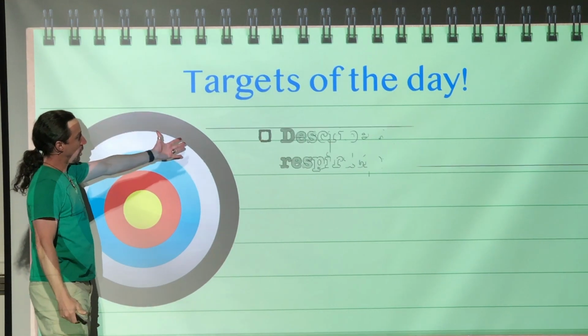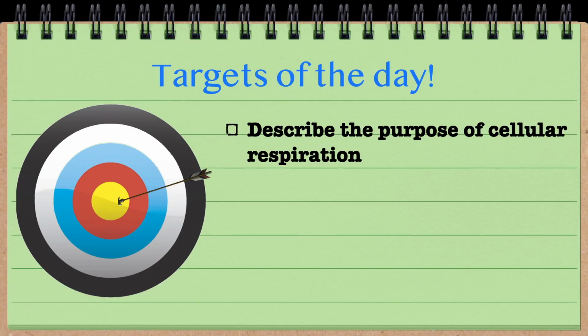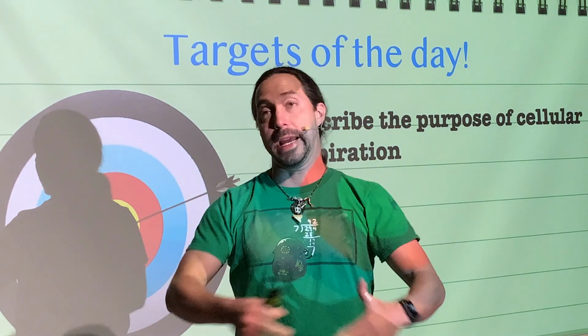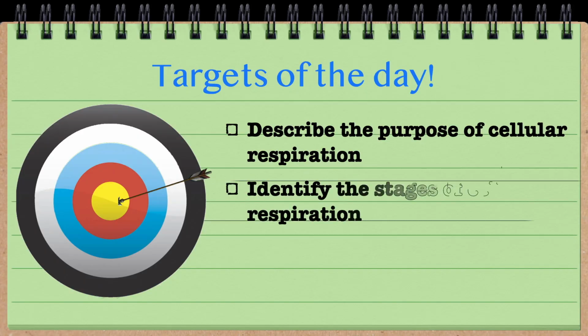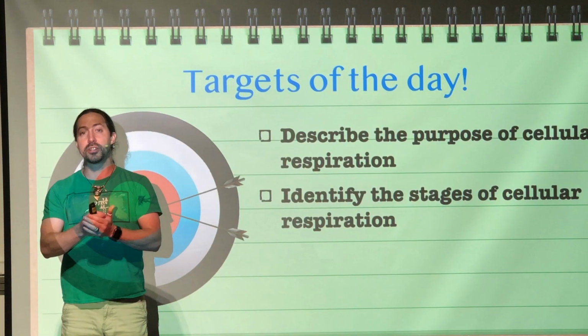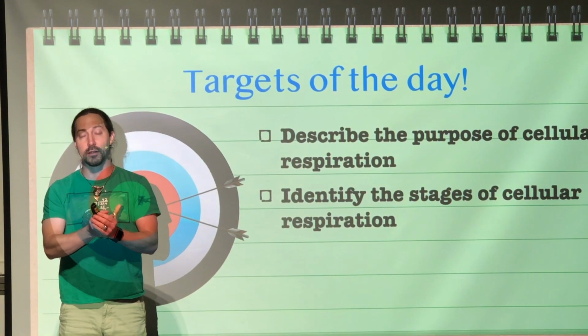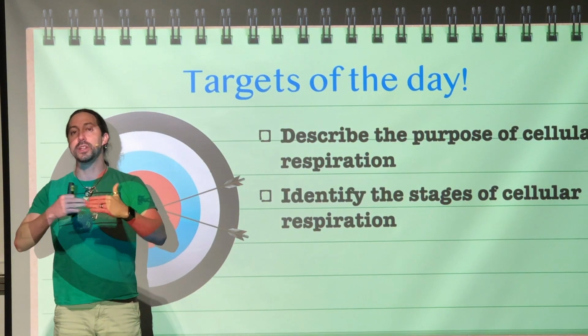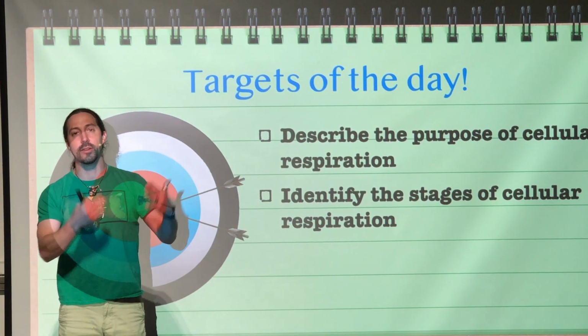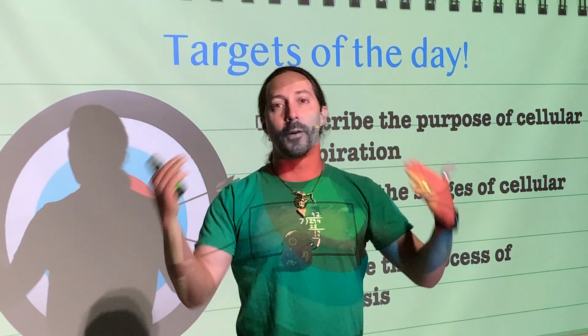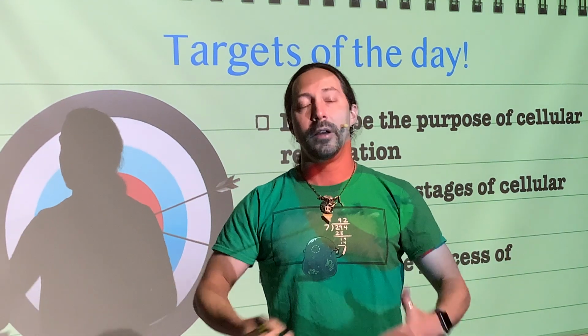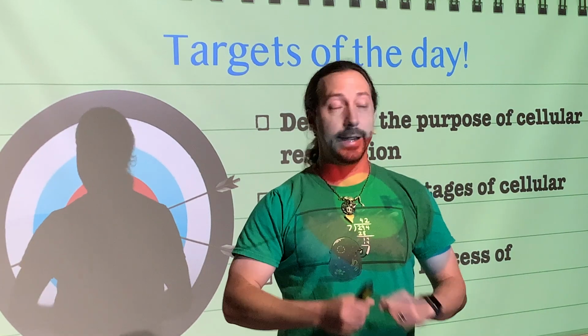Targets of the day. First target is to describe the purpose of cellular respiration. Why in the world do cells actually undergo this process that we call cellular respiration? Next, target is to identify the stages of cellular respiration. It doesn't have one stage. It depends on if we're talking about aerobic or anaerobic cellular respiration, on how many stages it has, but we're going to go through all of them through the next series of videos. And lastly, to describe the process of glycolysis, which is the first stage of cellular respiration. And that is where we're going to start today.